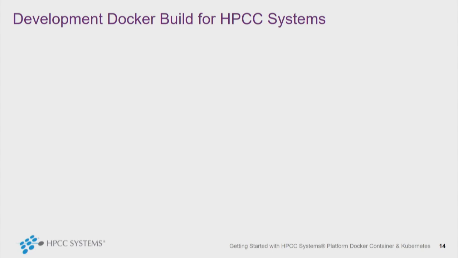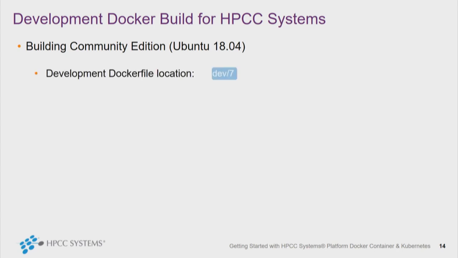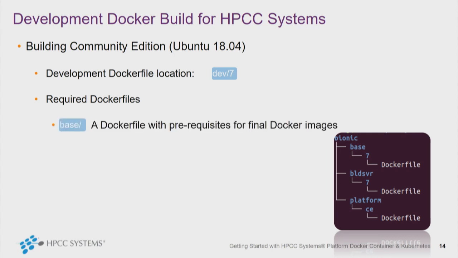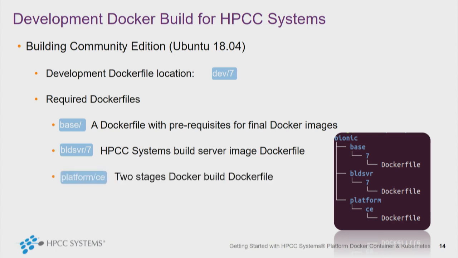So let's try to build our community edition using Ubuntu 18.04. If we look into the structure for that, you'll notice 3 Docker files and then other directories. At the base here, we have a Docker file with our prerequisites for final Docker images. And then in the build server directory, we have our HPCC systems build server image Docker file. And then at the bottom, we have our 2-stage Docker build Docker file.